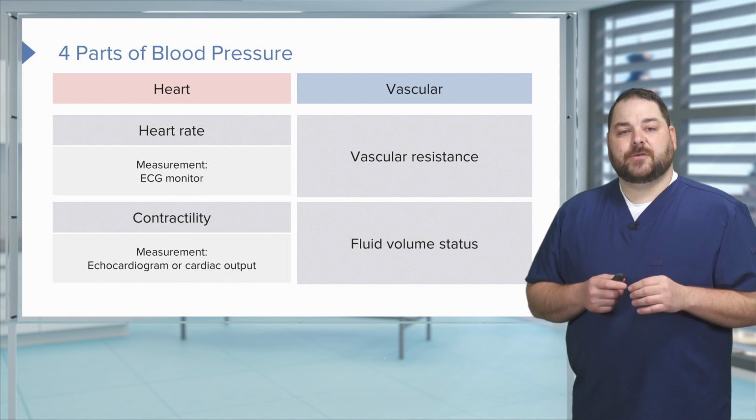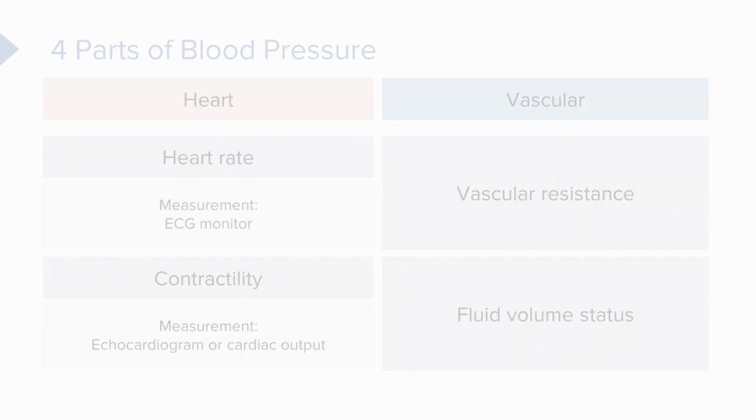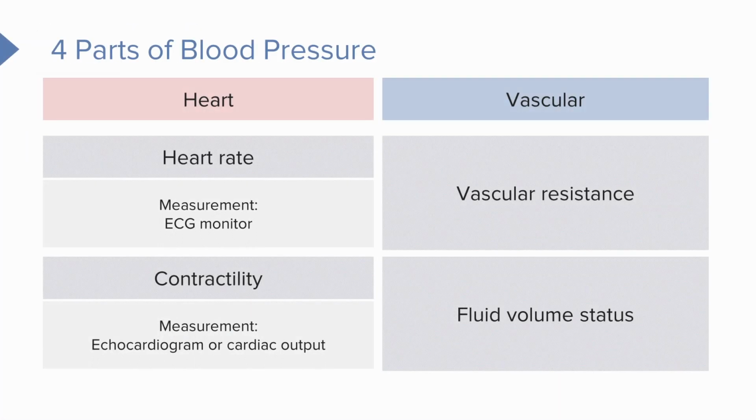Now, how do we look at contractility? Well, the best way to look at our contractility is off an echocardiogram. So you can actually see the heart and see how it's squeezing. But we don't always get an echocardiogram. So you could secondarily look at your contractility with cardiac output.